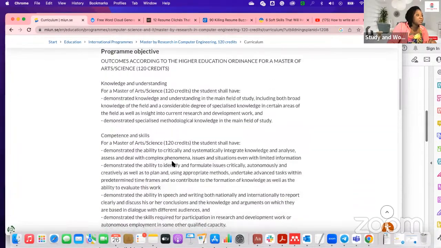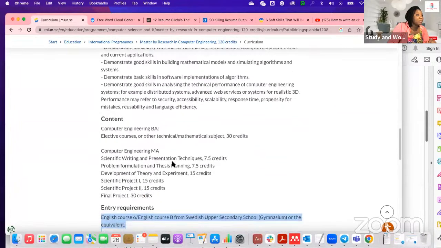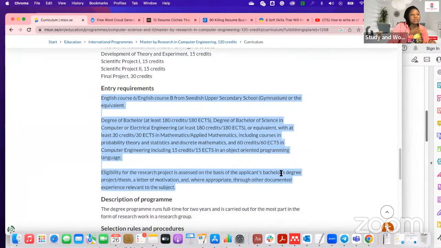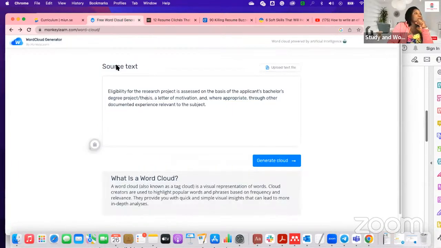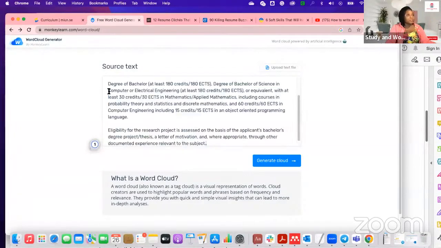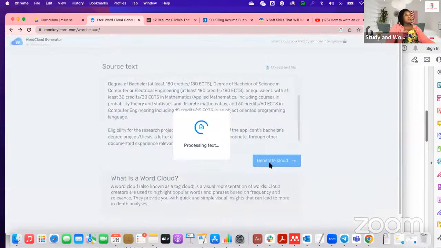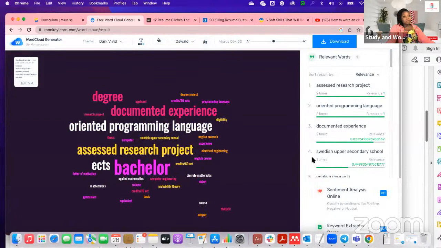You can also look at the outcome, and mostly because they are looking for whether you meet the requirements, it's better to look at the entry requirements. Okay, you just copy it like this, and then you go to any of the websites that helps with the content keyword search or word cloud. So you just paste it here, and then it generates a word cloud. And you see there are many words here that show what they are looking for.